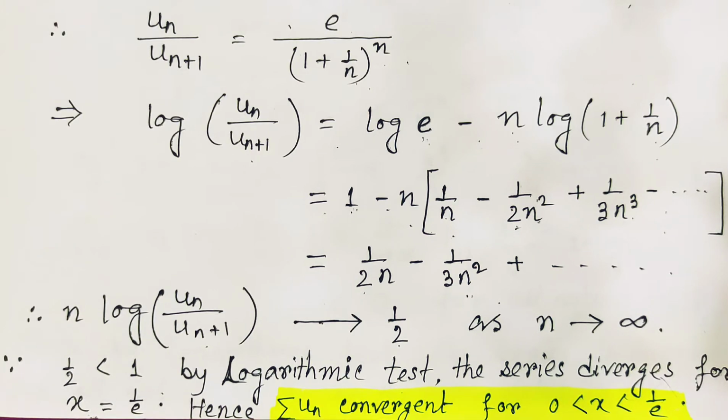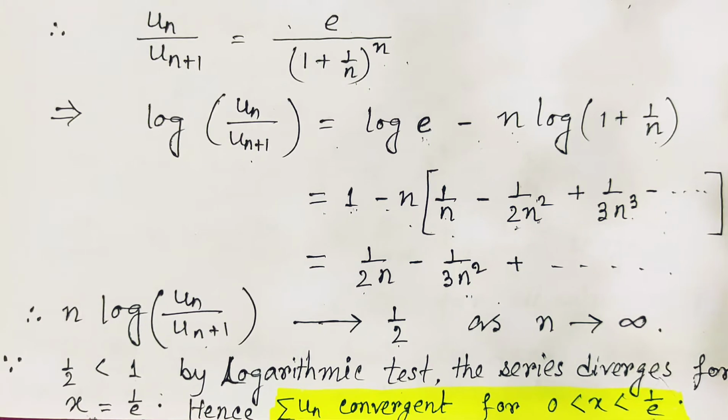Hence we can say that the summation un is convergent for x value less than 1 by e, and definitely x value is greater than 0, because it is given that x is greater than 0. So the range where the given series is convergent is x belongs to 0 and 1 upon e, in between that. Now come to the next example.